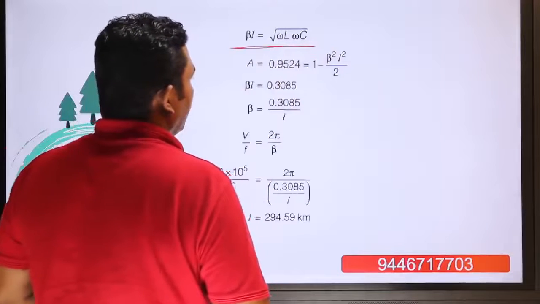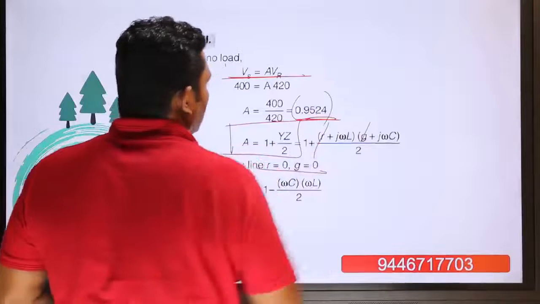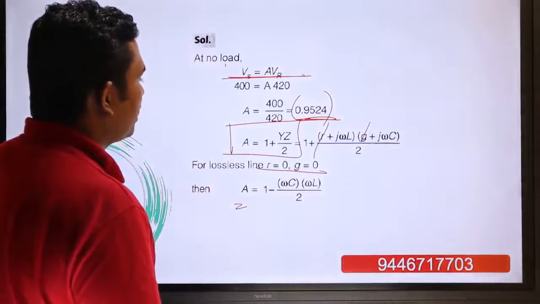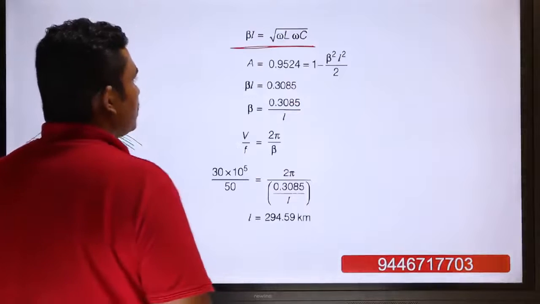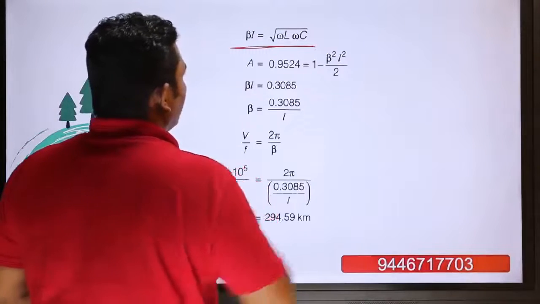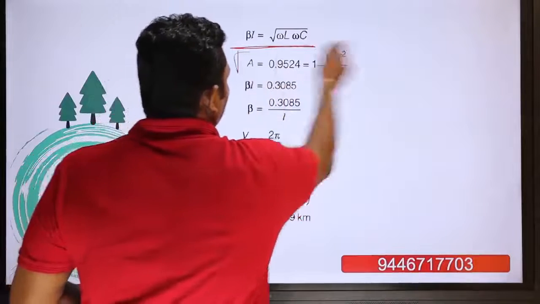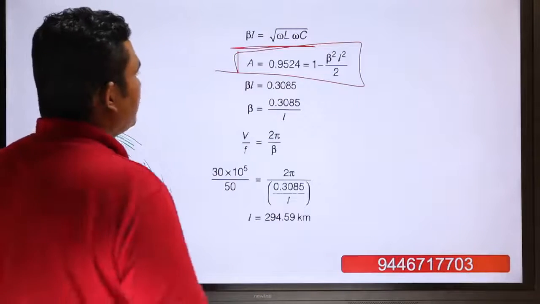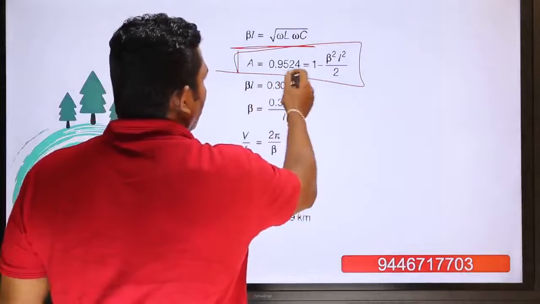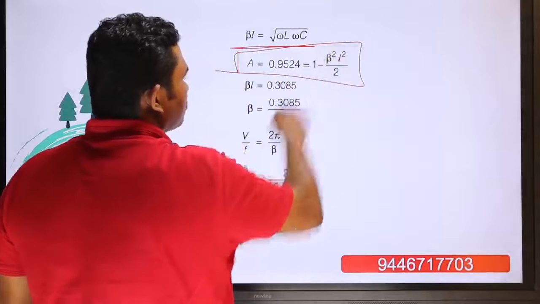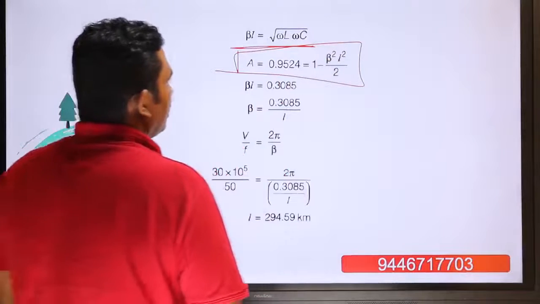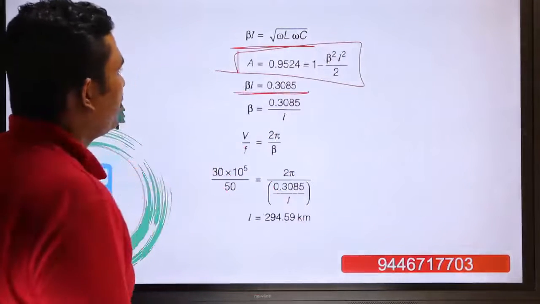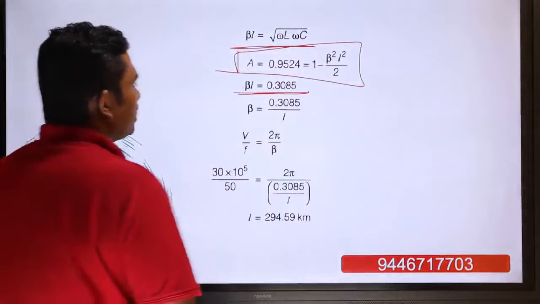A value is already found out. So we will be able to substitute the value of A, and then 0.9524 is equal to 1 minus omega square LC divided by 2. From this expression of A related to L, so what is A? A is also equal to 1 minus beta square L square divided by 2, and then A is equal to 0.9524. So that means 0.9524 is equal to 1 minus beta square L square divided by 2. Beta L can be obtained from this expression. So beta L becomes equal to 0.3085.